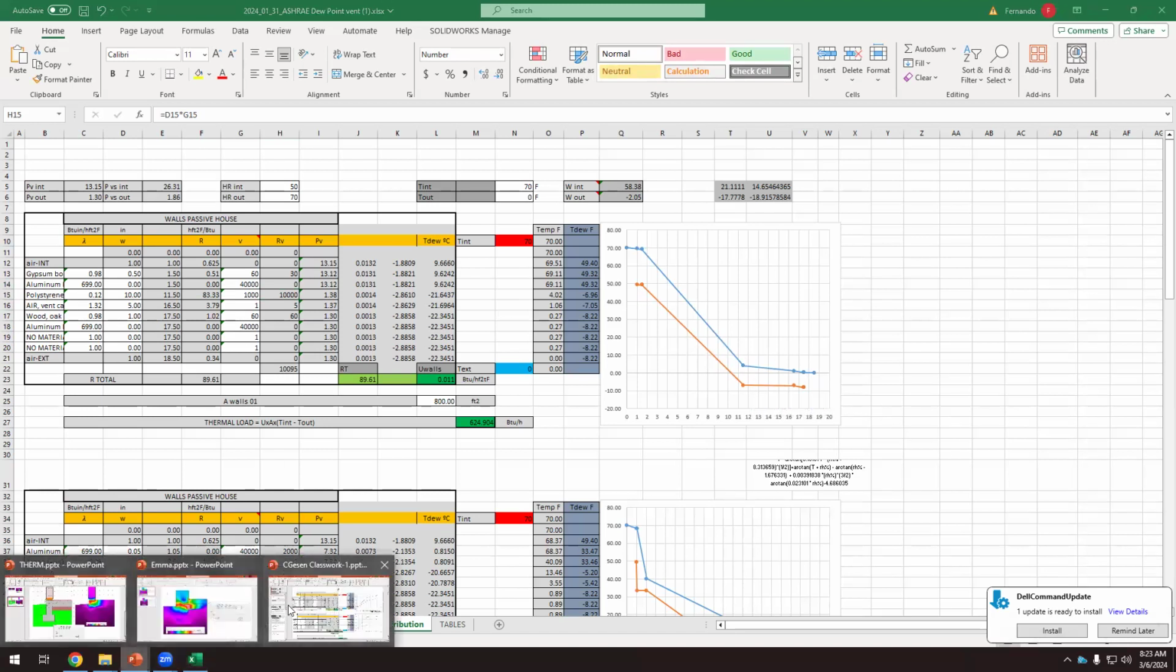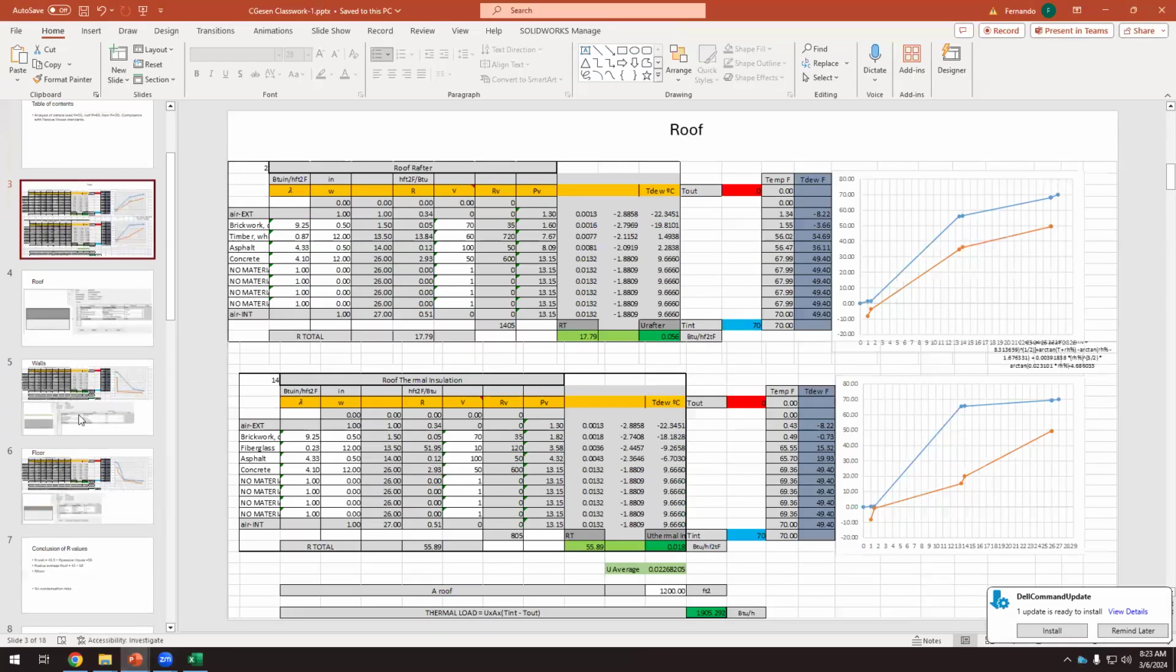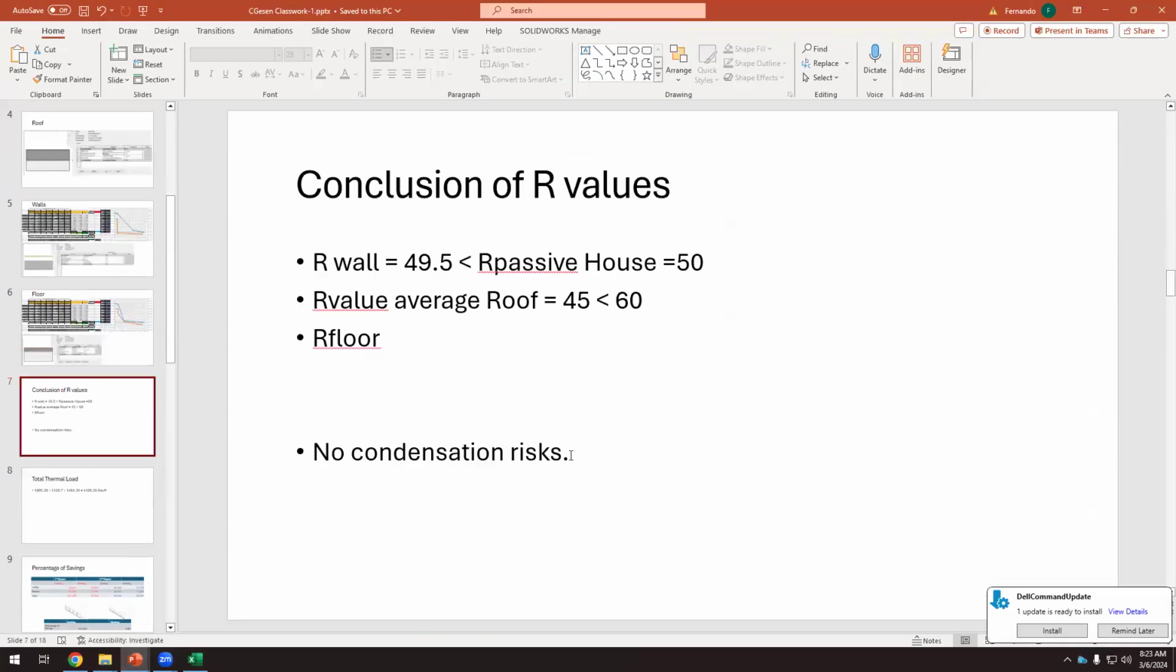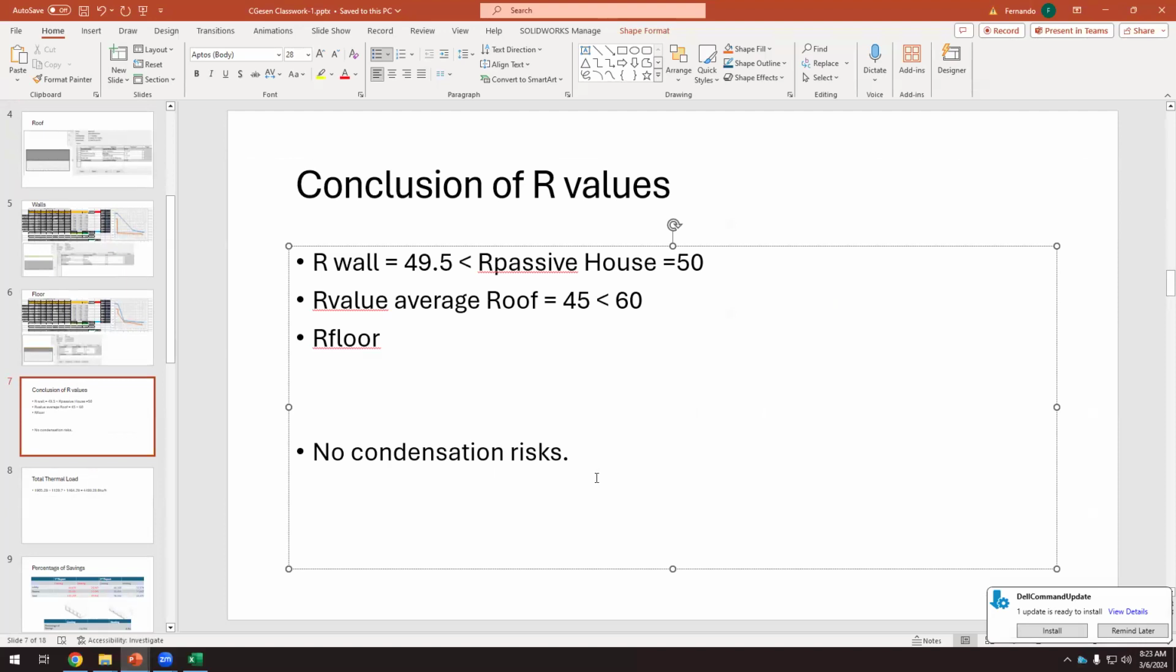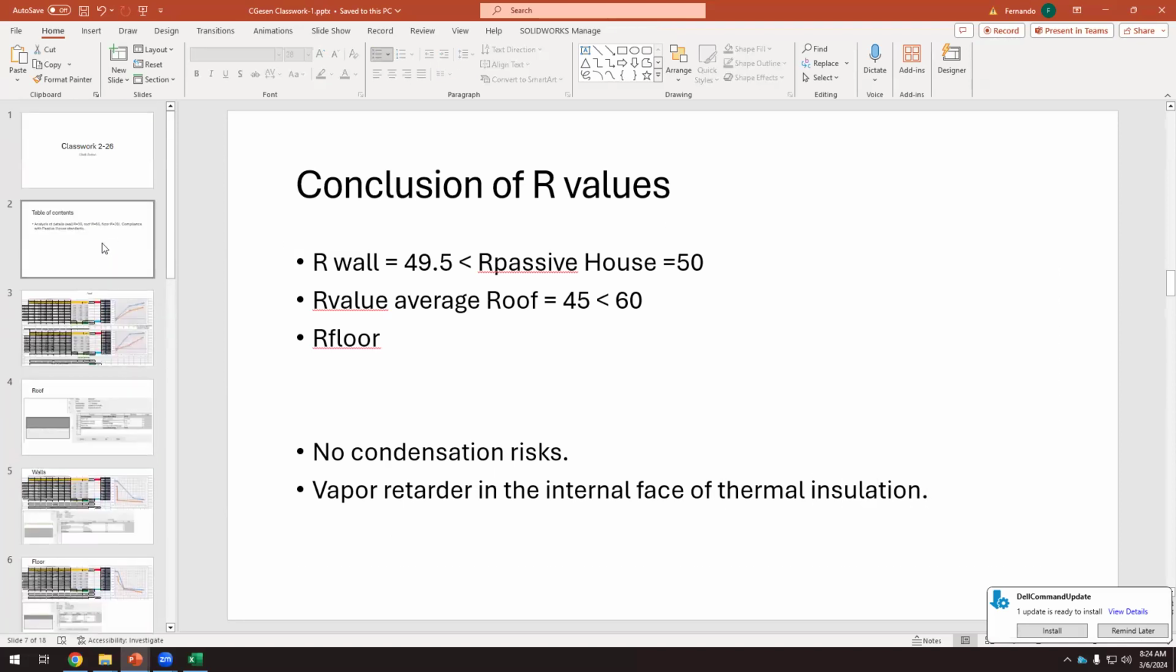So that's it. When we are working with the conclusions, why don't we have condensation risks? Because I have applied the vapor retarder in the internal phase of thermal insulation. Or you can say, I don't have condensation risks because I have used the extruded polystyrene. Okay, but these are the two things that we have to assess in this first point.